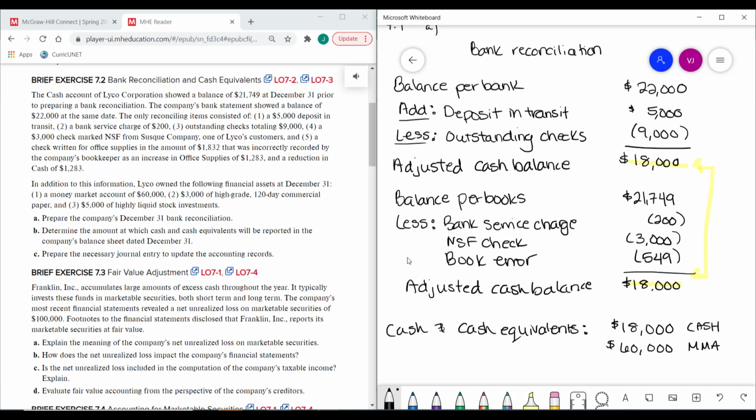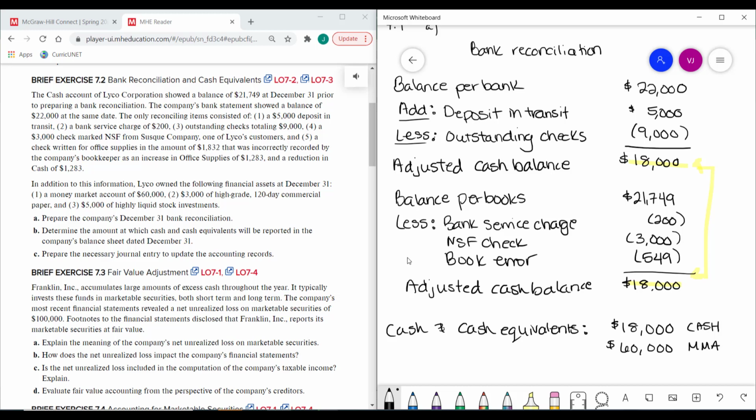And what about number 2? A $3,000 high grade 120-day commercial paper. Well, didn't we say commercial paper qualifies as a cash equivalent? It does, but what's one condition that needs to be met? For any cash equivalent, it needs to be safe, right? It needs to have a relatively stable market value. But another condition for something to be a cash equivalent, it needs to mature within 90 days or less, right? Where this commercial paper matures in 120 days. So it would be listed separately. We're not going to include it in this.